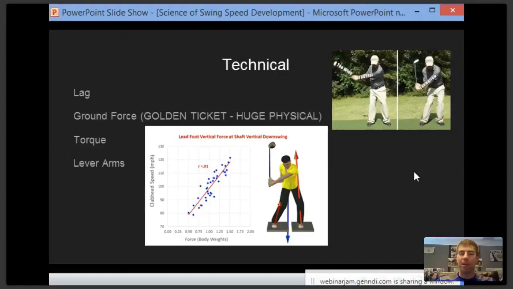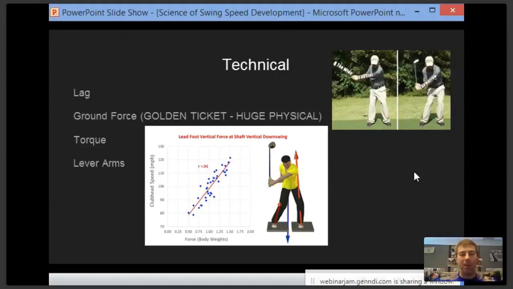Ground force is, I put here, the golden ticket. This is what you're going to start to hear a lot about in the upcoming next 5 years. There's a lot more research starting to be done here. We're actually in the process of trying to get one of these force plates. They're expensive, so we're looking at different ways to get them in our facility here.